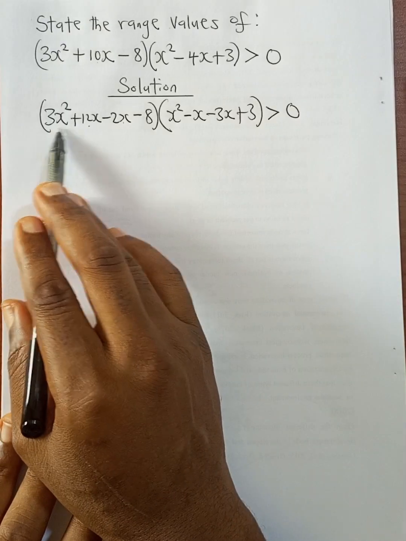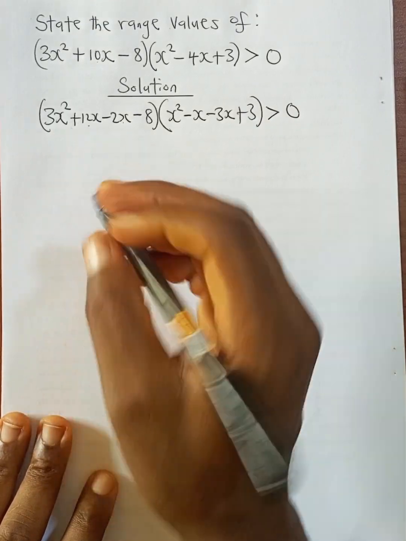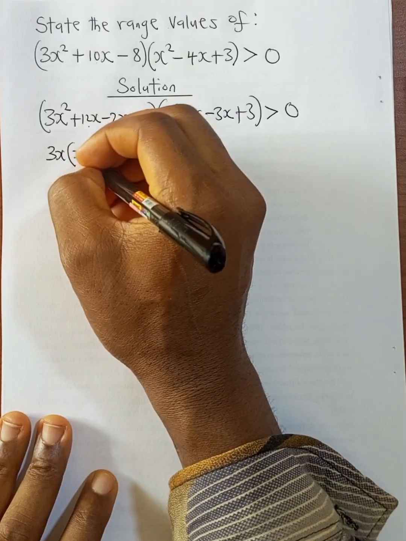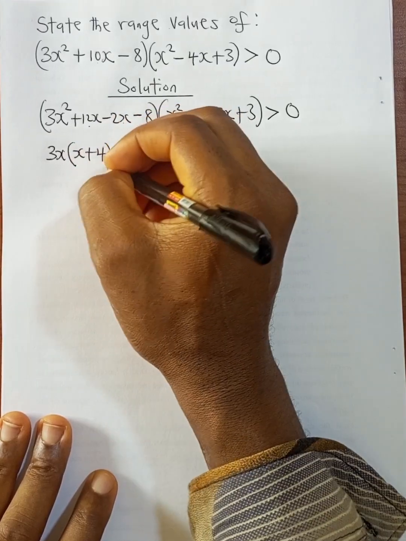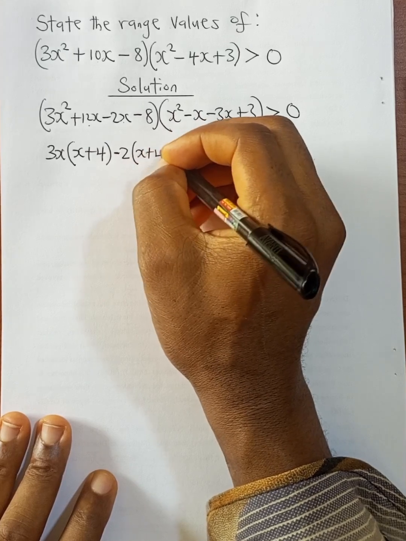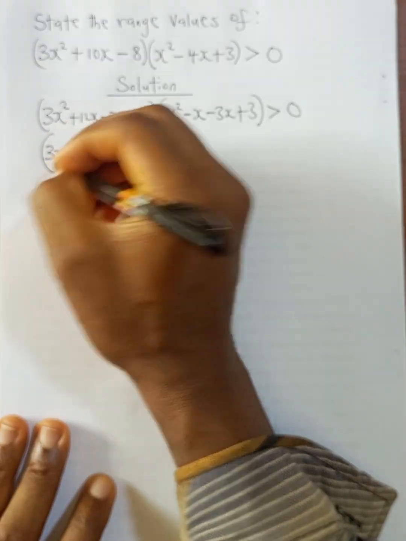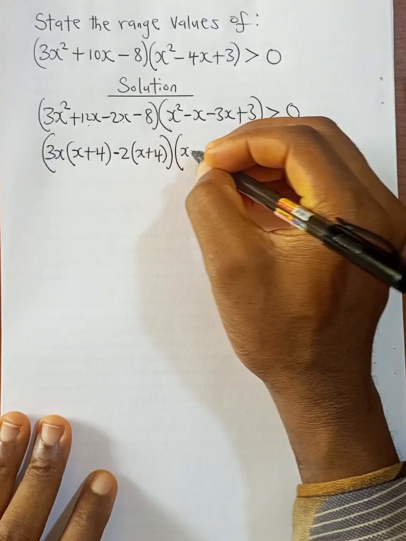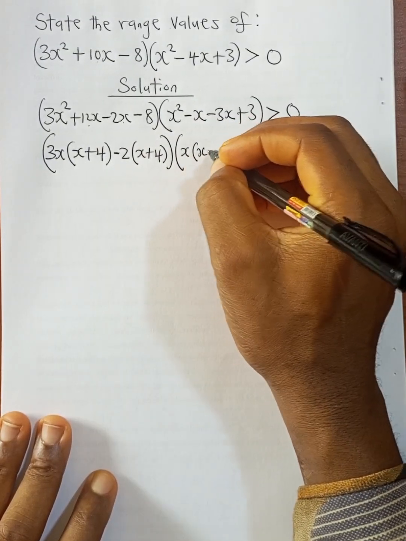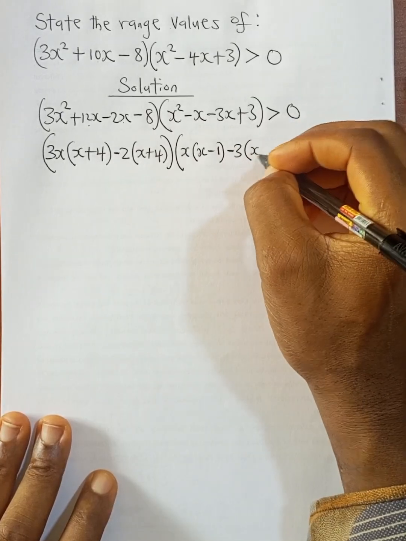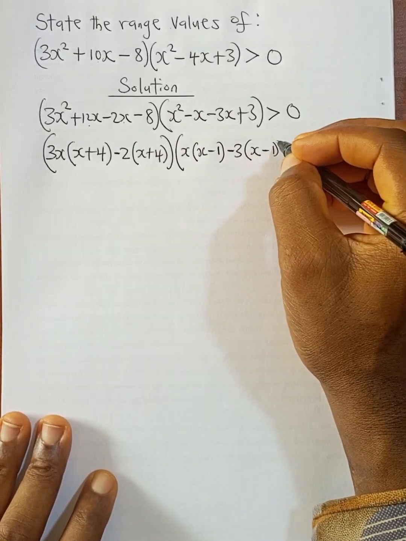Of course, if you group, what will come out here? In this first pair, 3x will come out. If 3x is out, what was remaining here? It will remain x plus 4. In this second pair, minus 2 is out. What will remain? x plus 4. Then, times in here, x is out. What will remain? x minus 1. And here, minus 3 is out. What will remain? x minus 1.